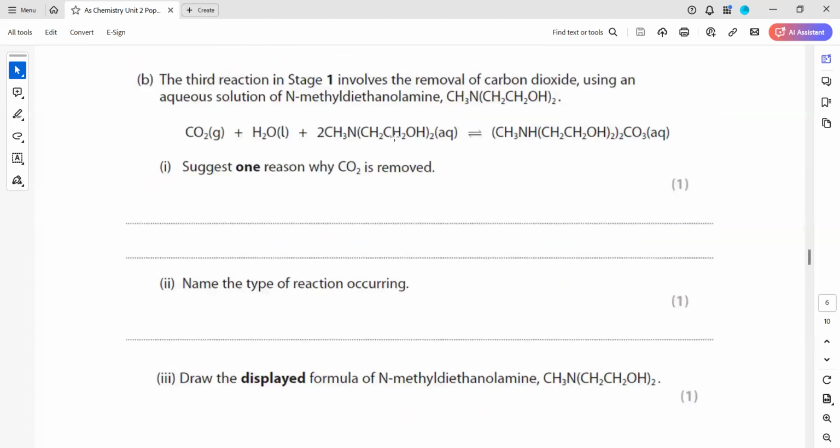Then suggest one reason why the third reaction in stage 1 involves the removal of carbon dioxide using an aqueous solution of N-methyldiethanolamine.